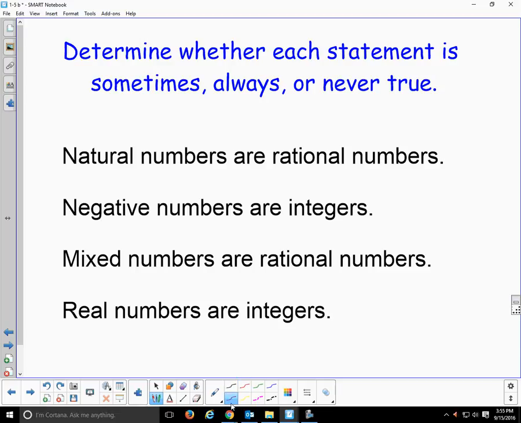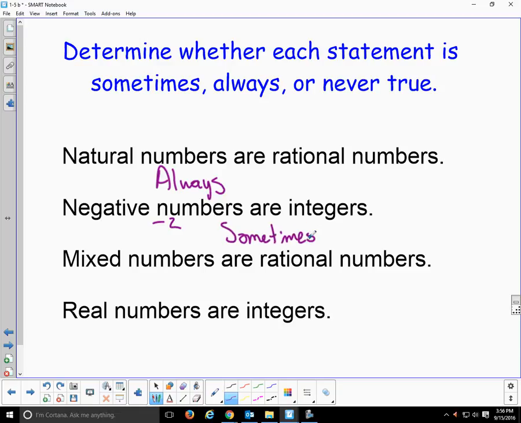Natural numbers are rational numbers. Yes, all natural numbers could be written as fractions. So this is always true. All natural numbers you can write as a fraction, so they are rational. Negative numbers are integers. Not necessarily, because the negative square root of 20 is not a rational number. It's definitely not an integer, so not necessarily. Same thing with negative 1/2. That is not an integer. So this is sometimes true, because you could have negative 2. That's an integer. But negative numbers are integers sometimes. But there are examples where that's not true.